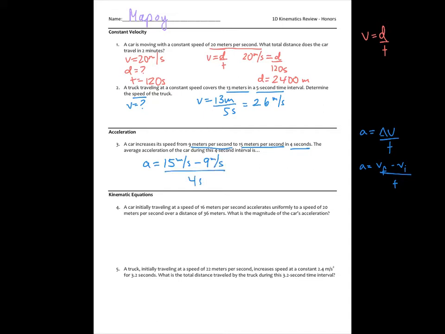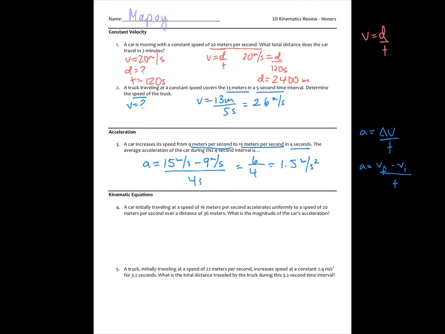Alright, you have to read the problems carefully. It starts from 9 and it goes to 15. You also want to keep an eye out for those units. Meters per second is your velocity unit. Meters per second squared is your acceleration unit. That's the difference between those two. So this turns out to 6 over 4. This is 1.5 meters per second squared.